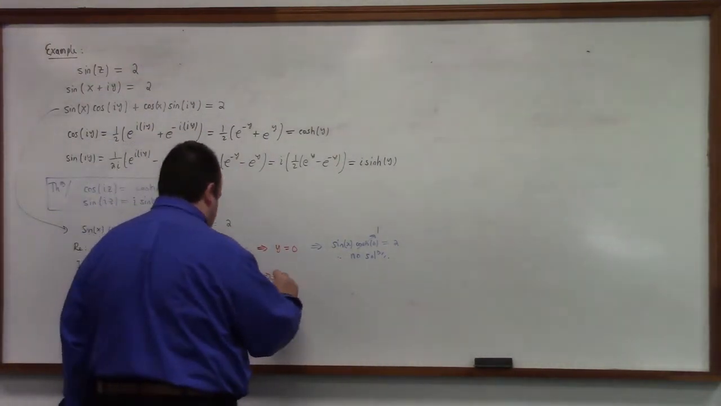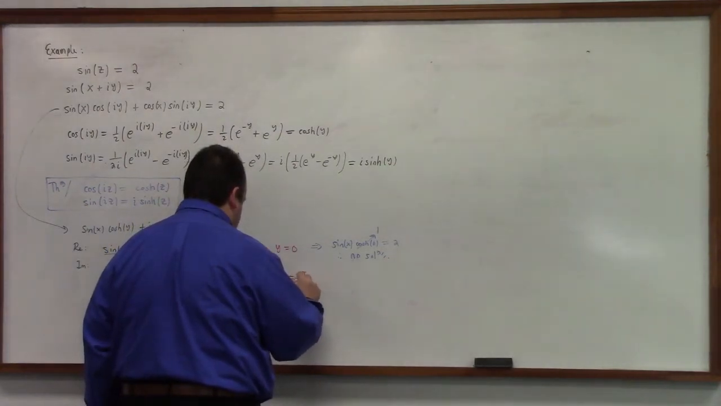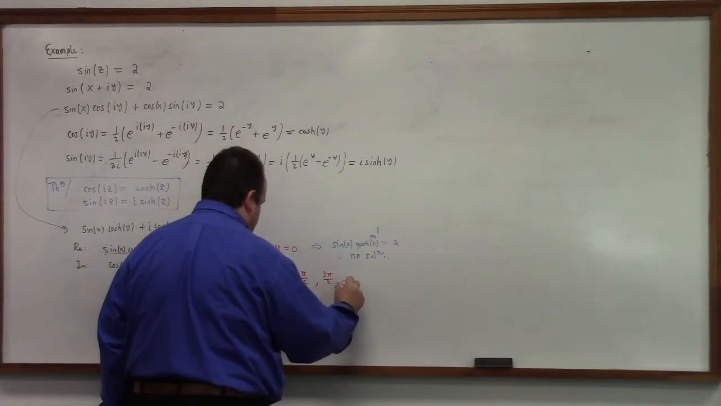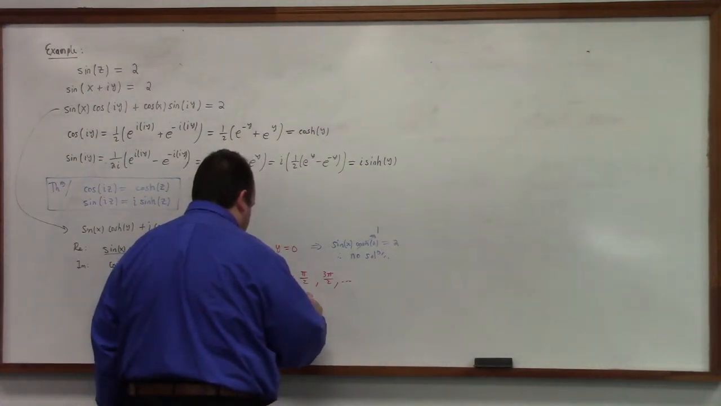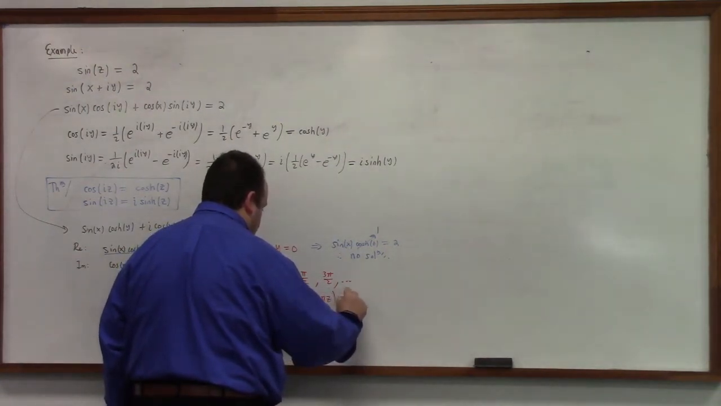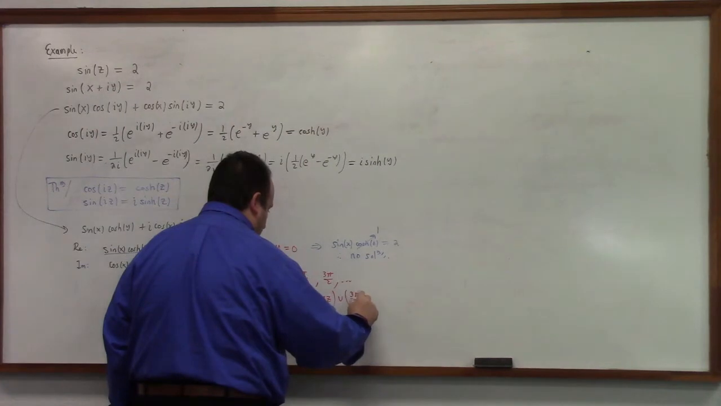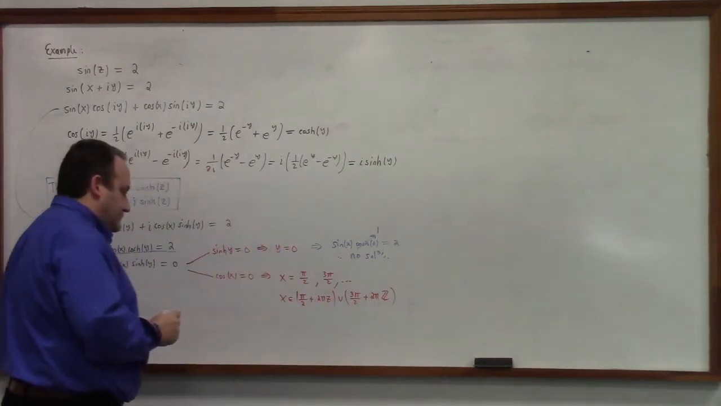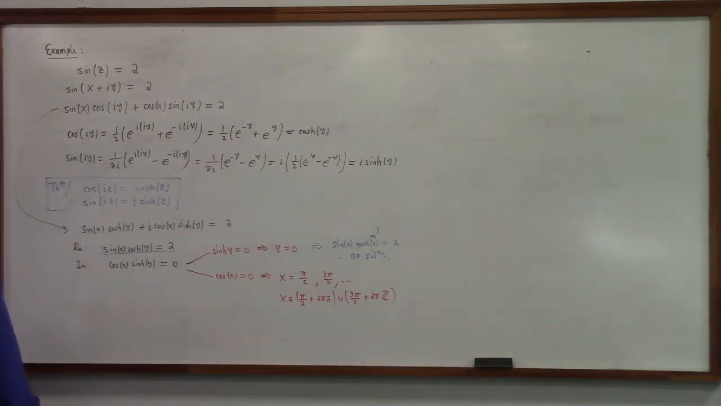So x could equal pi over 2 or 3 pi over 2, and so on. In fact, x is an element of pi over 2 plus 2 pi Z unioned with 3 pi over 2 plus 2 pi Z. There are two infinite families of solutions of cosine. In other words, any odd integer half multiple of pi makes cosine 0.